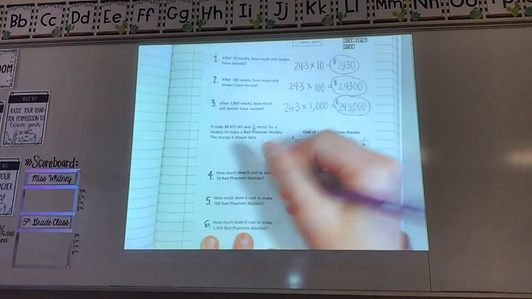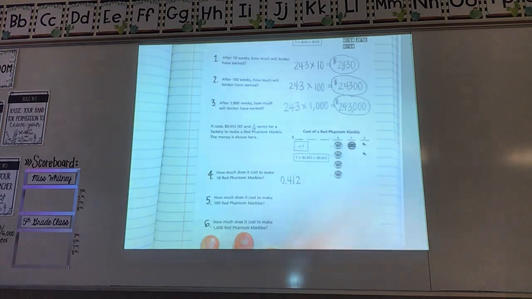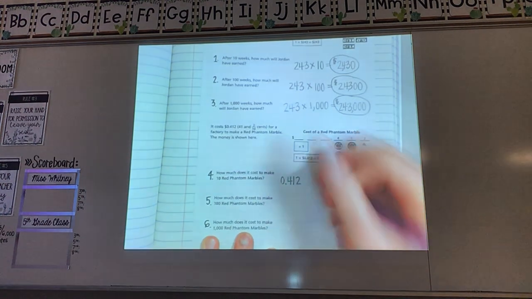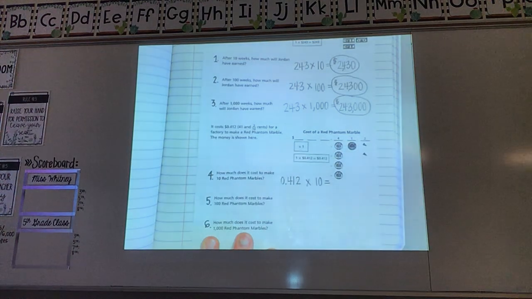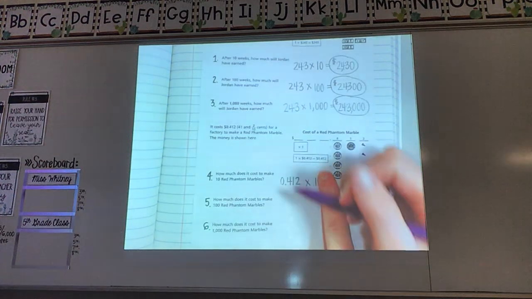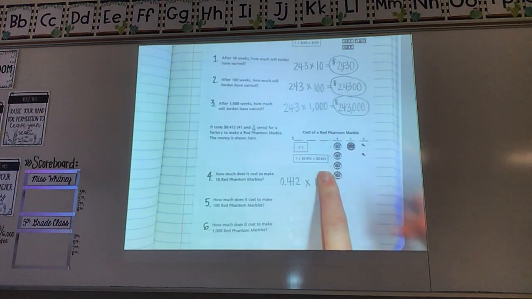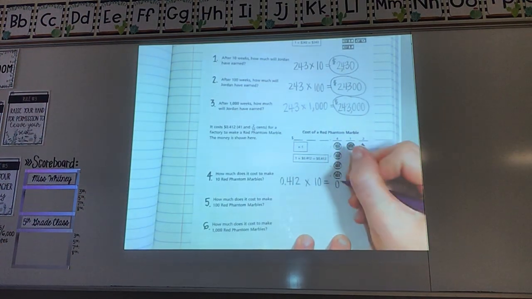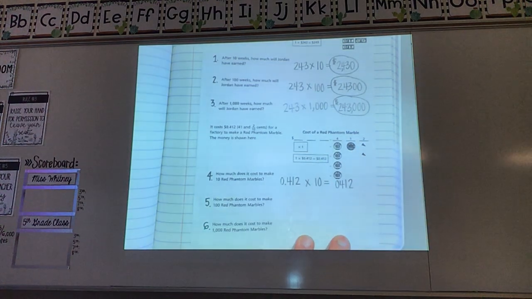Well, remember, it costs $0.412 to make 1 marble, and we want to know 10, so we're going to times that by 10. Now, for decimals, we can use the same kind of trick. So cover up that 0. 0.412 times 1 just stays the same. So I'm going to copy down those numbers, 0.412, but I'm not going to put my decimal point yet. Just copy down the numbers.